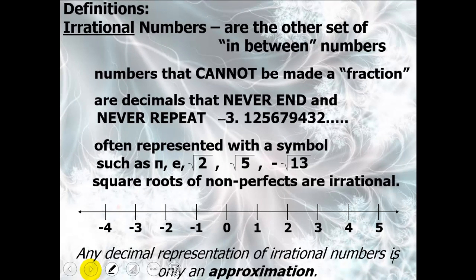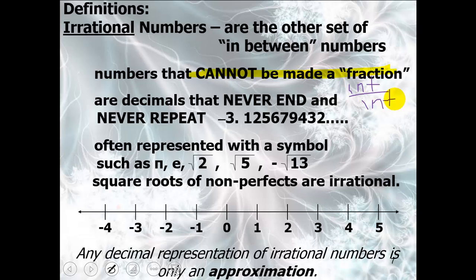Definitions, again, of an irrational number. These are the other set of in-between numbers. Okay, these are the numbers that you cannot make a fraction out of by putting an integer over an integer. They don't work out that way. If it's an integer over an integer, then it's rational.